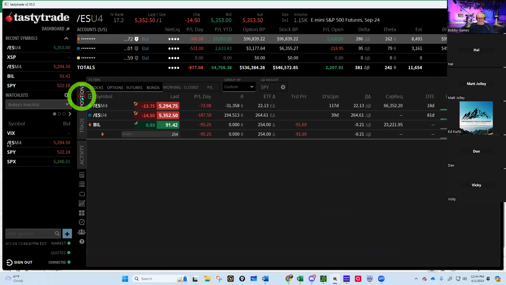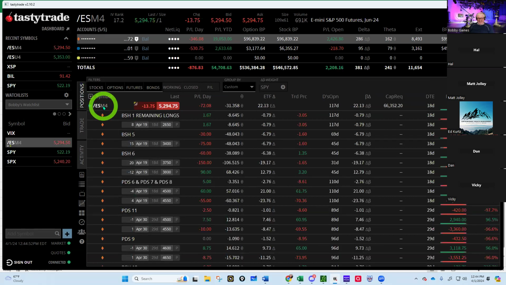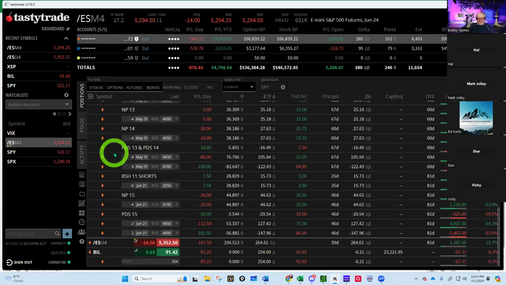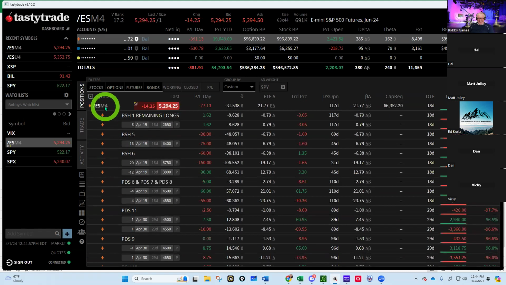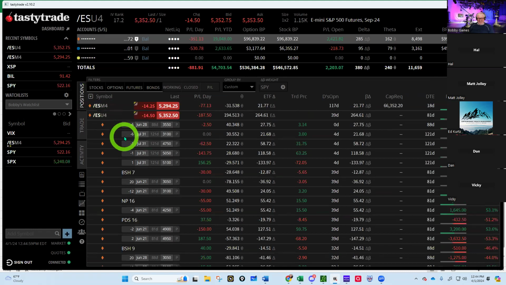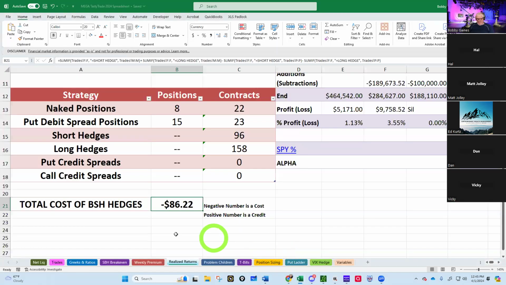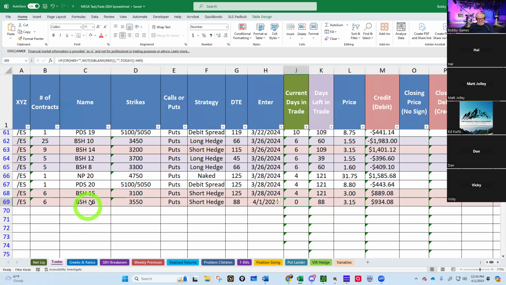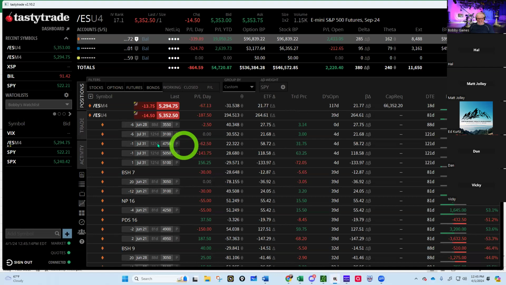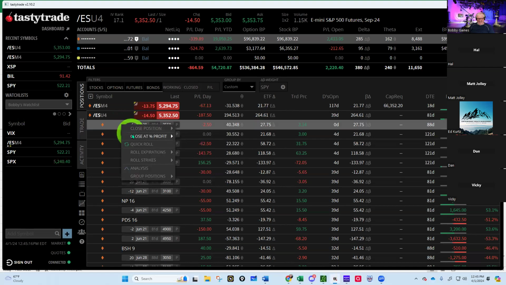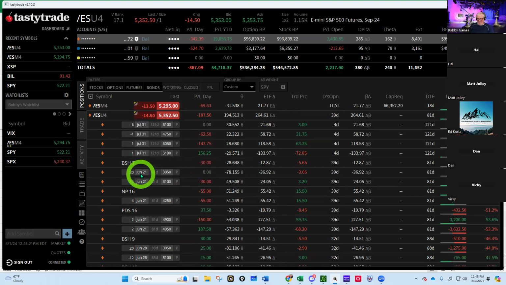So let's go to positions. And they're grouped. So those are all grouped. Everything's grouped. So let's take this up here. And then we said we did the 6 at 35.50. That was BSH. The 35.50s were BSH 16. So let's put those in BSH 16. Group positions. BSH 16. Good.